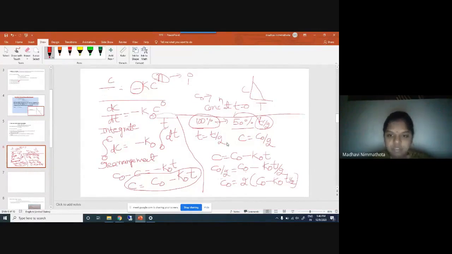Then T half equals, you just take this T half to this part. Then T half equals 1 by 2 into C0 by K0, 1 by 2 into C0 divided by K0, when you bring this T half to this part. Half into C0 by K0. 1 by 2, I will write it as 0.5.